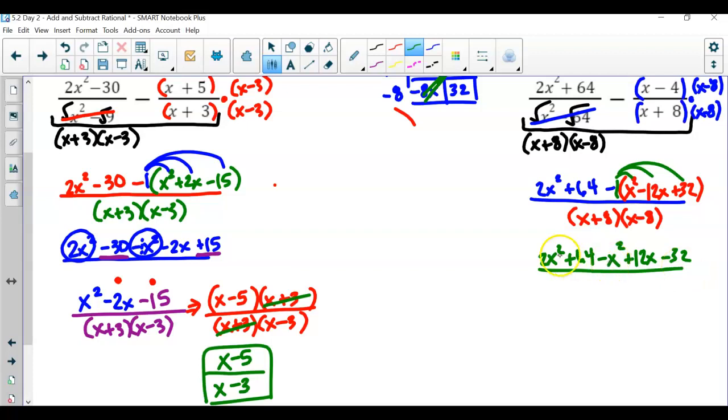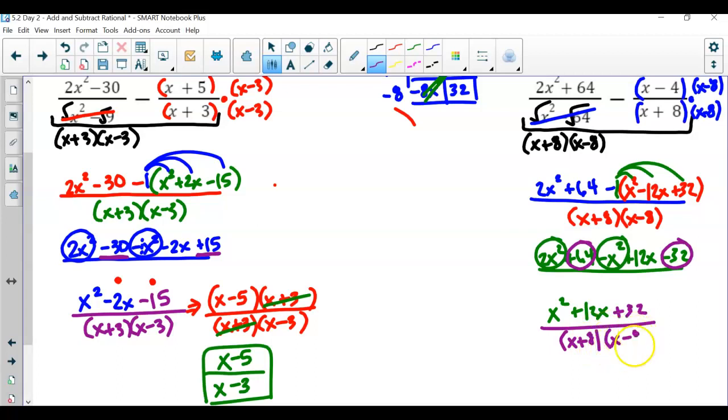When I combine my like terms, here I have 2x squared minus x squared. So again, just one x squared here. No other x terms, so plus 12x. But then we do have 64 minus 32. 64 minus 32 is positive 32 over x plus 8 times x minus 8.